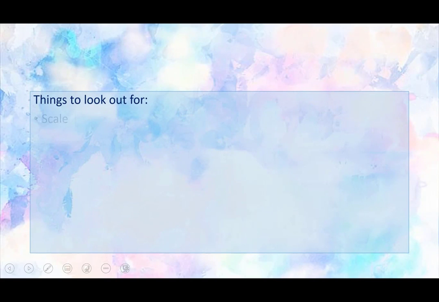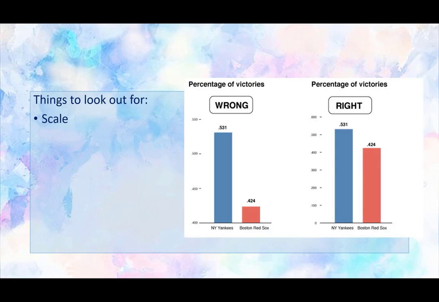So, things you need to look out for. You need to look out for scale. It's super important. I have an example of that if I could find it. If you look at these right here, it's actually the same data, but if you look at the scale of the one on the left, you see how it starts off at 0.4 and ends at 0.5. It makes it look like the New York Yankees got a lot more victories than the Boston Red Sox. It looks like they maybe got 4 times the amount of victories the Boston Red Sox did. But we know that it's not even 0.1%, right? If you actually look at the numbers.